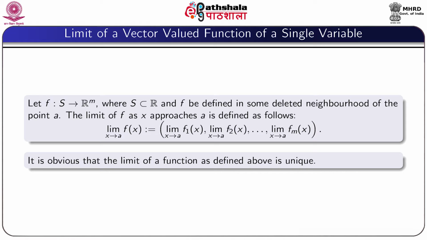From our study in calculus of one variable, we know from the Hausdorff property it follows that the limit of a function is unique. So, if we look at the component functions f1, f2, fm, all these are real valued functions of a single real variable. So, their limits, if they exist, are unique. So, it is obvious that the limit of f(x) as x approaches A is also a unique element in Rm.